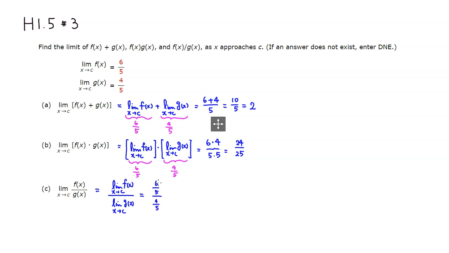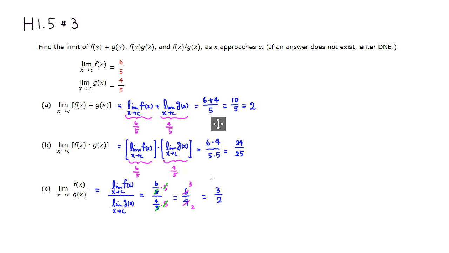How do we simplify? I don't like having a fraction inside a fraction, so I'm going to multiply the top by 5 and also the bottom by 5, because as long as you're multiplying the numerator and denominator by the same non-zero value, the value of the fraction never changes. So the 5s cancel out, and we get 6 over 4. The 6 is an even number, so I'm going to divide by 2 to get 3, and divide 4 by 2 to get 2. So this is equivalent to 3 over 2.